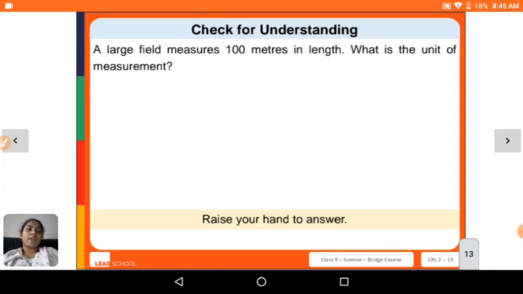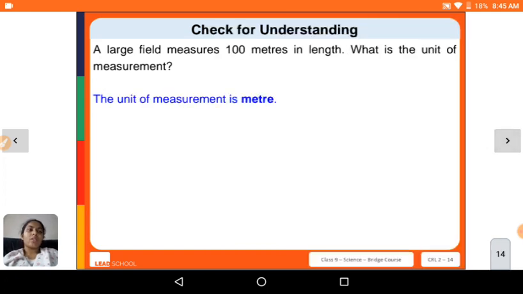A large field measures 100 meters in length. What is the unit of measurement? Here the unit is meter. Here it is given 100 meters in length. So we know the basic unit is meter, and what we are comparing it with is the field. So the field is 100 meters long. We know the basic unit is meter and n is the number here.